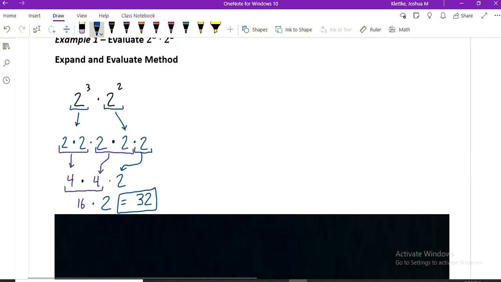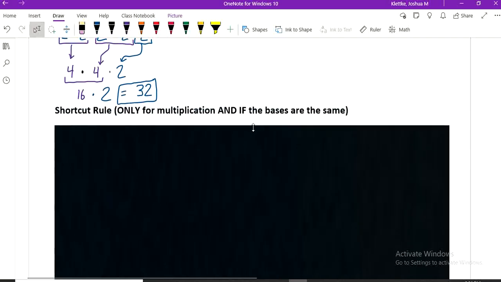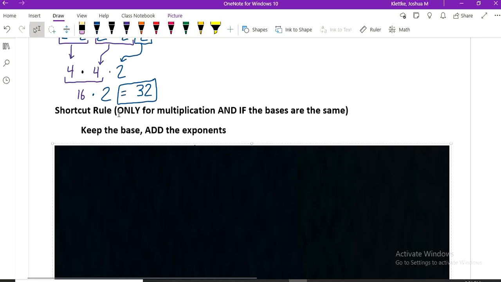So I need to be able to know a rule or a shortcut that can help me multiply. The shortcut rule, and notice this is only for multiplication and if the bases are the same. The rule is we will keep the base and add the exponents.